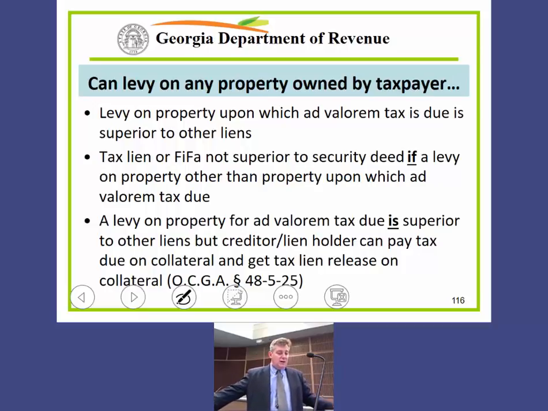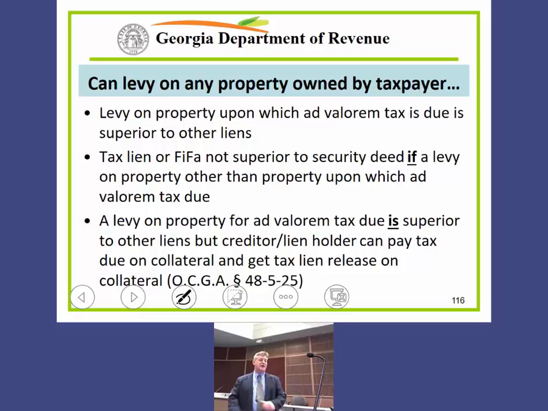Something to be aware of is if a creditor has interest in property, the creditor can pay the ad valorem tax due on that specific property, and he can prohibit you from levying on that property to satisfy a tax debt. This is true only if the taxpayer's interest is in property other than what the delinquent taxes are owed on. Does that make sense?